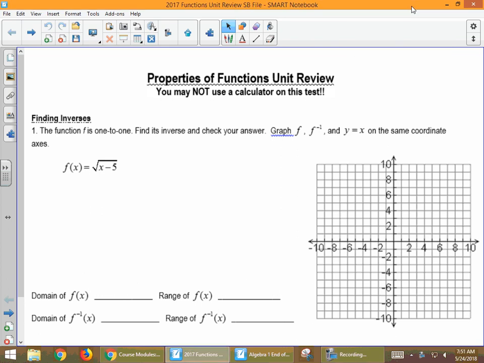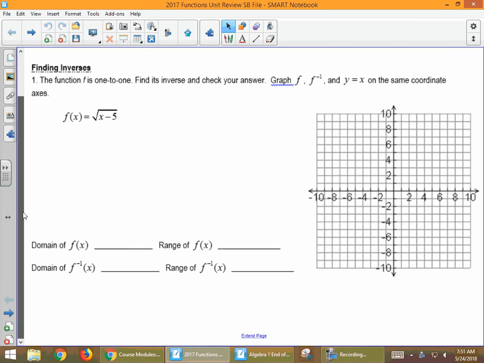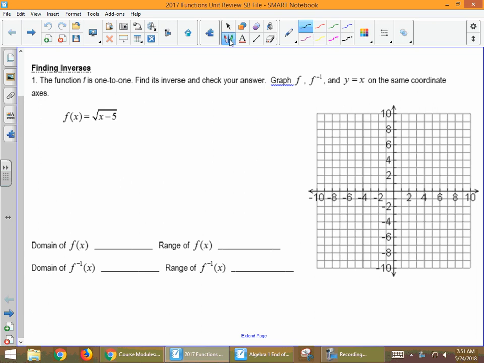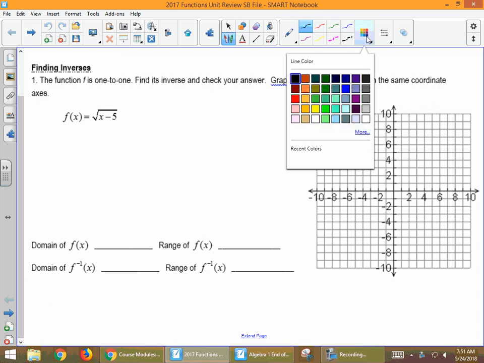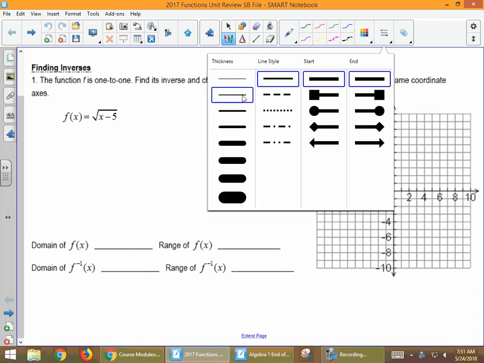All right, properties of functions, unit review, functions and transformation. So this first problem, we're given a one-to-one function and asked to find its inverse. Remember, a function has to pass the horizontal line test in order to find an inverse.